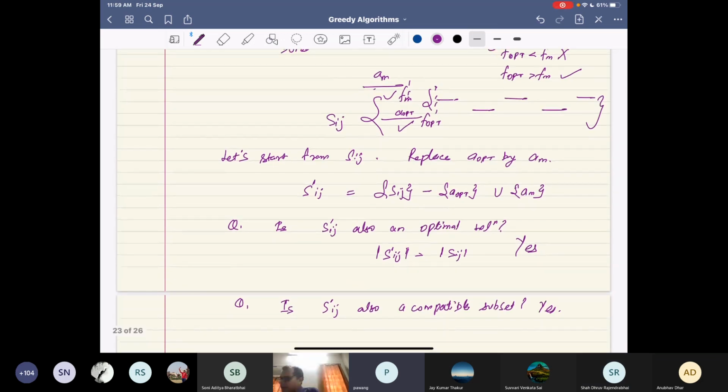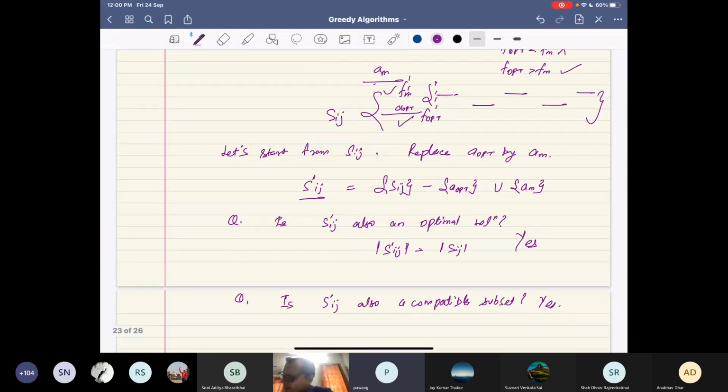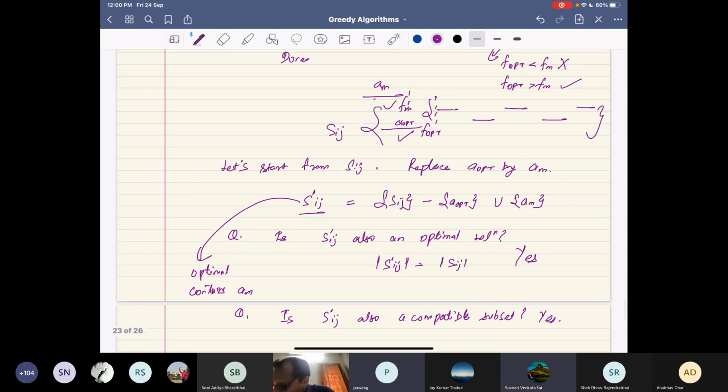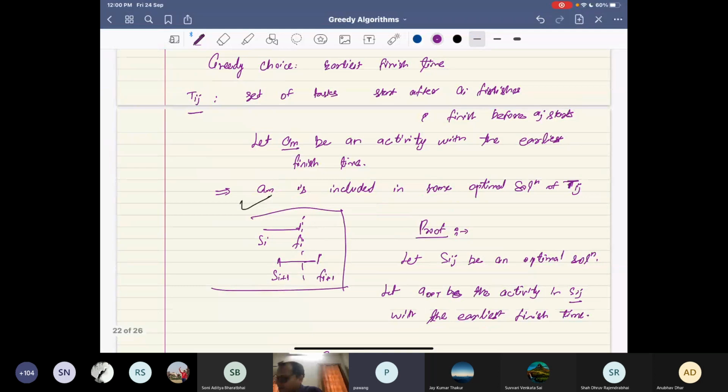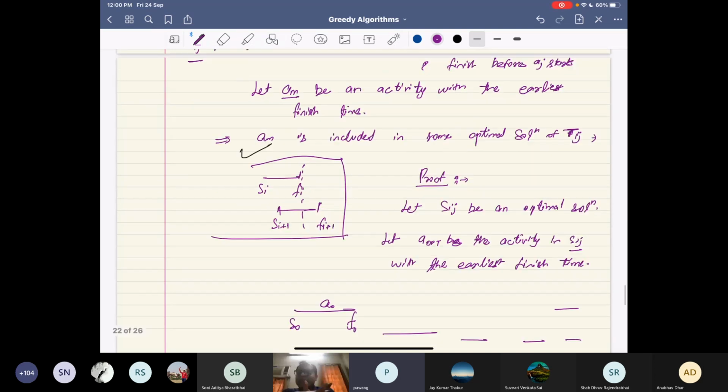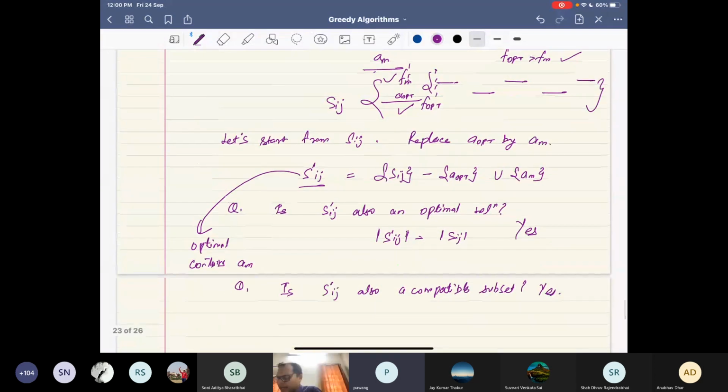Now is my proof done? So that means I can start from Sij and construct another solution that is also optimal and contains Am. So S prime ij is optimal and contains Am. So I can go back to my statement: Am is included in some optimal solution of Tij, and this is proven. So my greedy choice is optimal. This will always give me an optimal solution. And that is all I need to do for my proof.